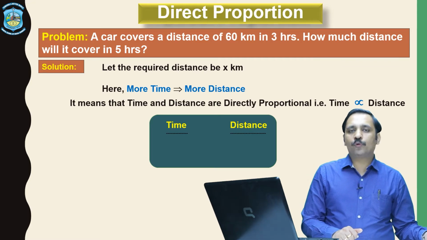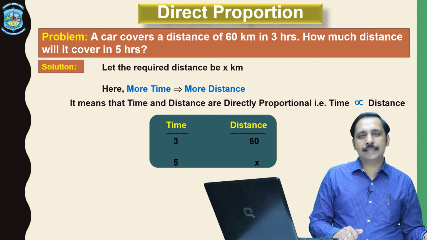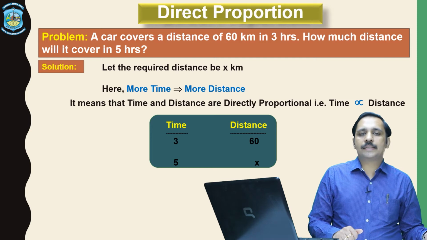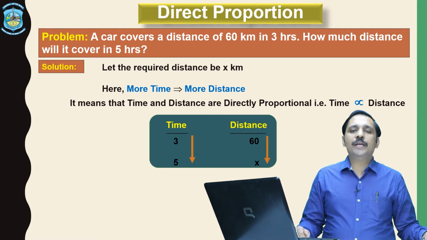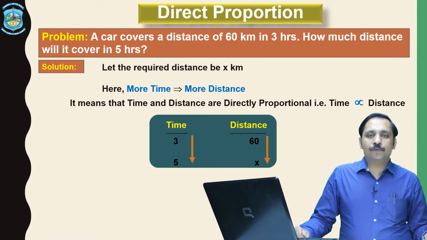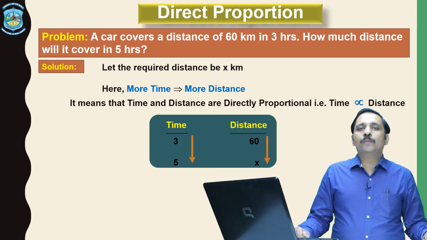So for this, we have to write it in this notation, that is, we have two quantities, time and distance. It is given that for 3 hours the distance is 60 kilometers. For 5 hours the distance we don't know, so we have supposed it to be x. Now here we need to put the arrows. Here, if you increase the time from 3 to 5, obviously if you travel for more duration, you can travel for more distance.